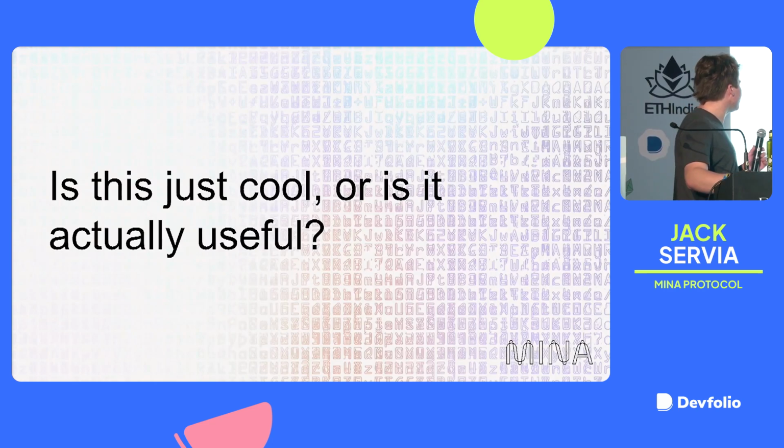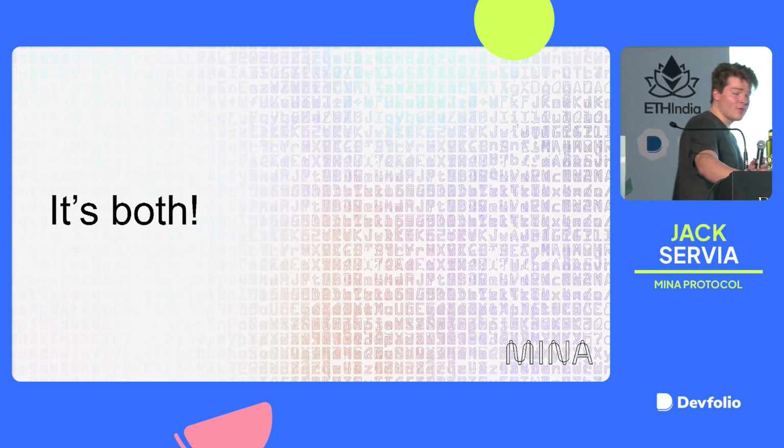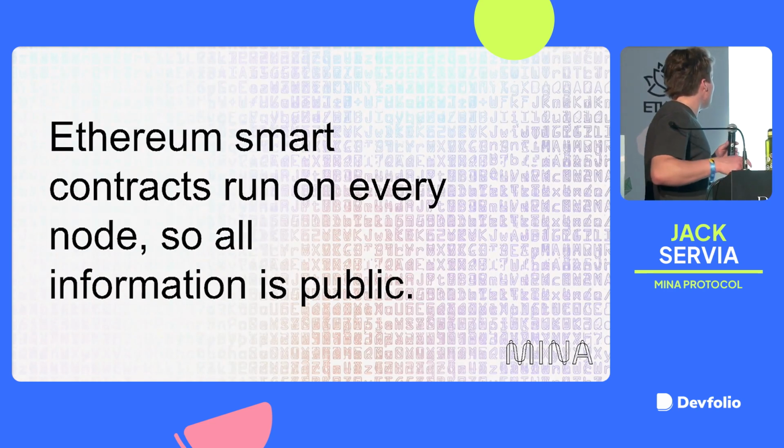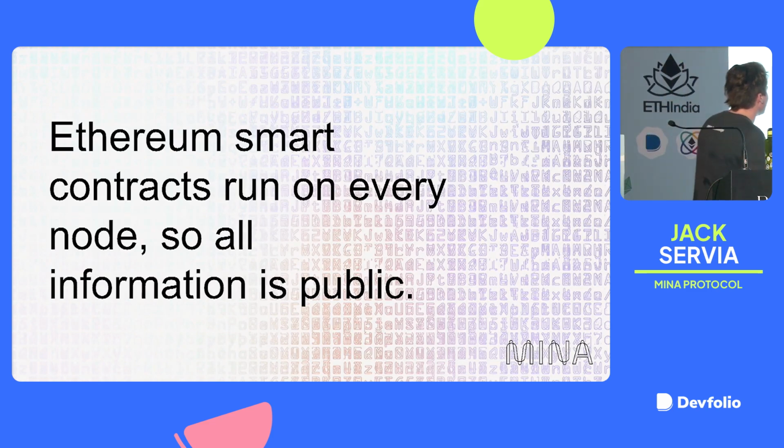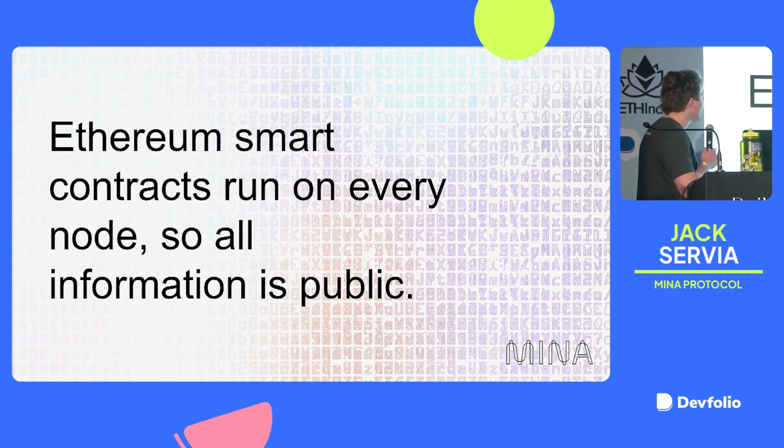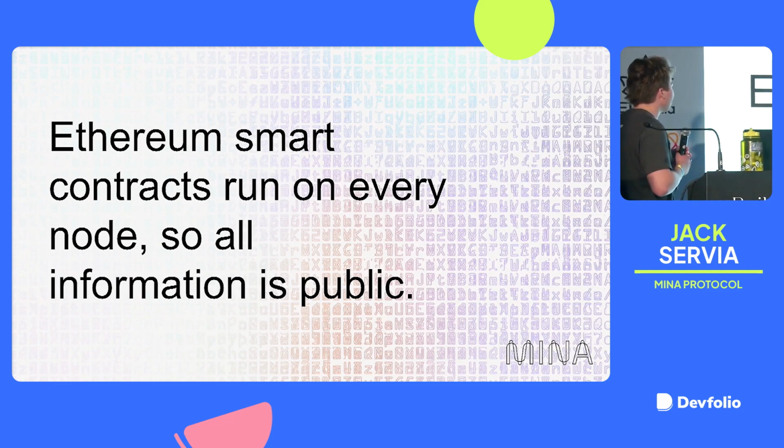Is this cool, or is it actually useful? It's both. It's really cool and it's really useful. The first reason is obviously privacy. I think we touched on this a little bit before, but Ethereum smart contracts run on every single node, so all the information is public.